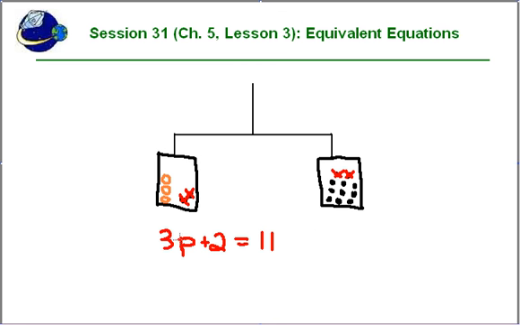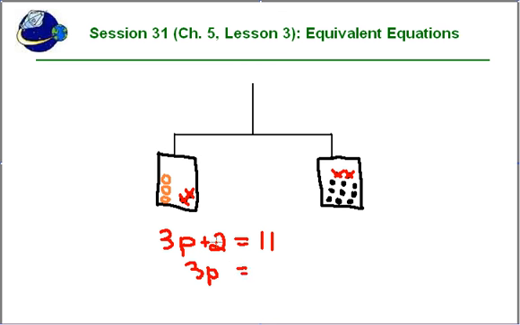So then if I go 3p plus 2 and then I subtract 2, what am I left with on the left-hand side? I'm left with 3p, because the plus 2 and the subtraction of 2 cancel each other out and give me a 0. And 3p plus 0 is just 3p.